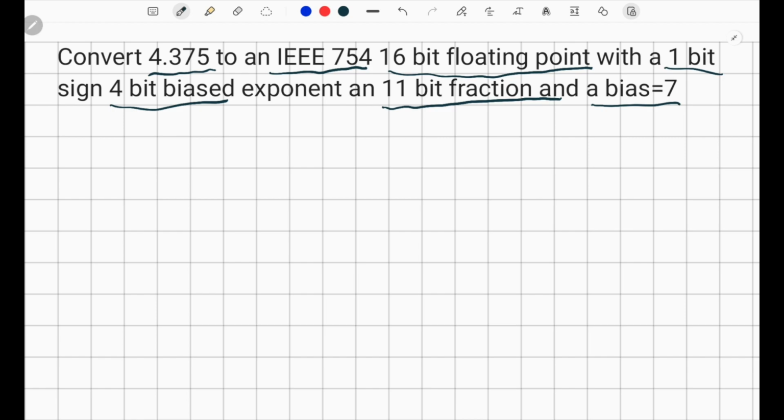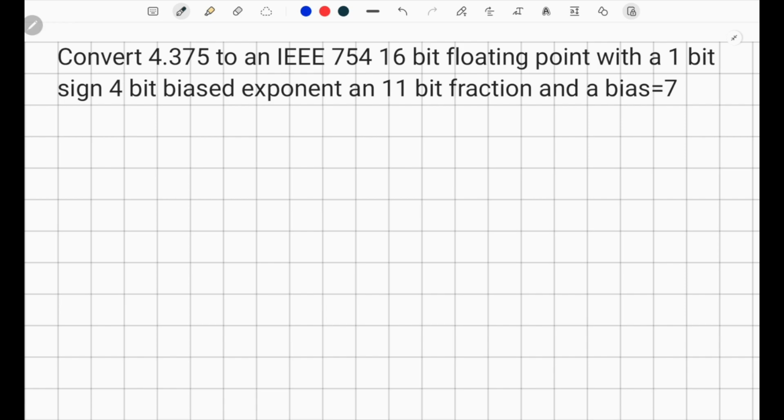Let's break it down. It's going to have 16 bits, so 16 ones and zeros. All a 1-bit sign does is represent whether the number is positive or negative. 0 means positive, 1 means negative. So 4 is positive, so the 1-bit sign is going to be 0. Then we have 4 bits for the biased exponent, which means 4 zeros or ones. Everything else is the 11-bit fraction, or the mantissa, which is either zeros or ones, and the bias is 7. We'll talk more about the bias shortly.